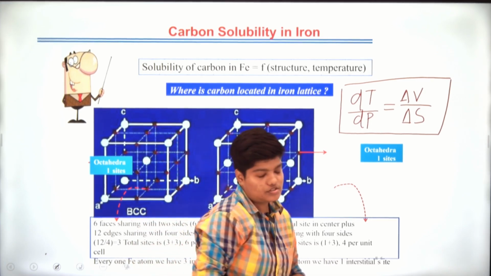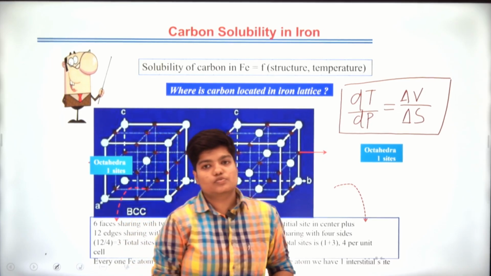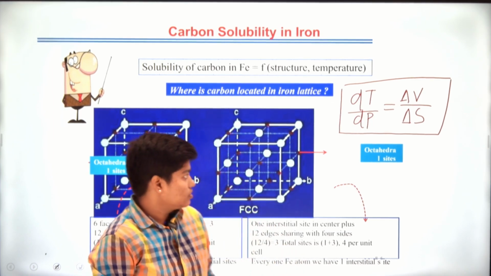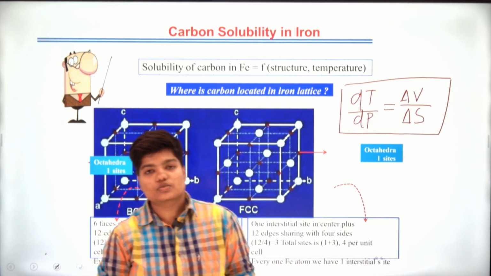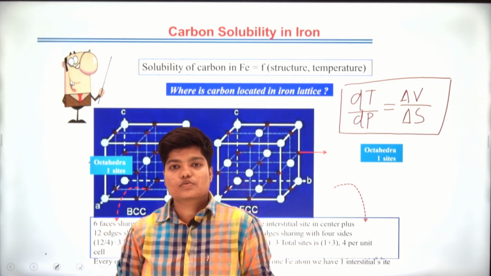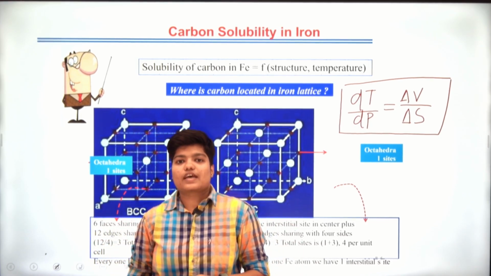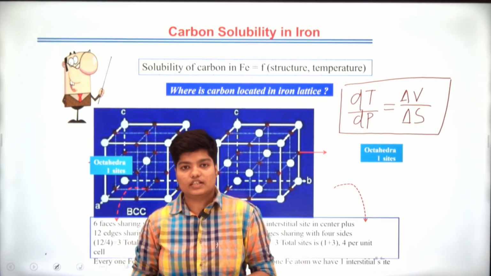In the water system, from solid to liquid is melting, from liquid to vapor is boiling, and from solid to vapor is sublimation. So we saw how dT/dP changes according to the volume and entropy changes. In today's class, we will discuss carbon solubility in iron, which plays a very important role in daily life.